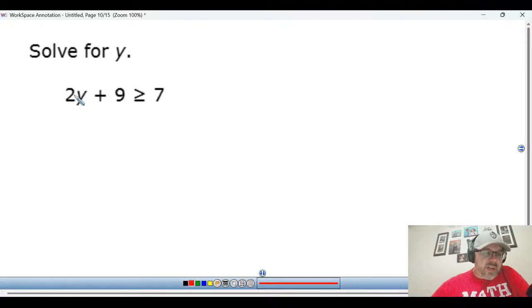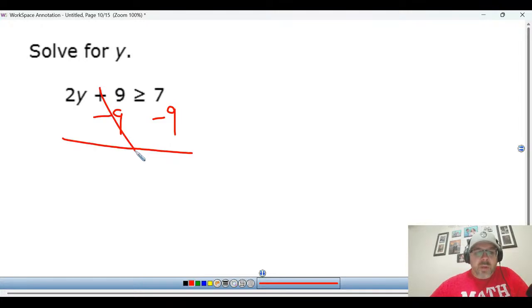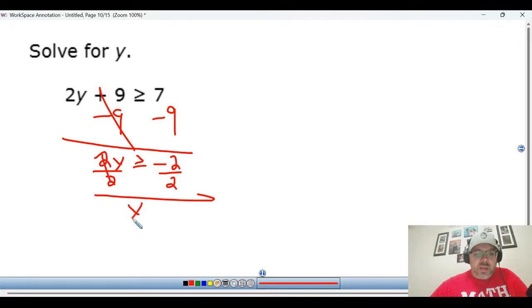Looking on the side of the variable, we got plus 9. So we're going to subtract 9 on both sides. That leaves me with 2y greater than or equal to negative 2. Then we have to divide by 2. And this is y greater than or equal to negative 1. And that's the answer. Super duper easy.